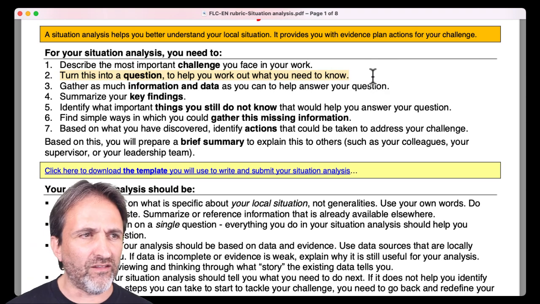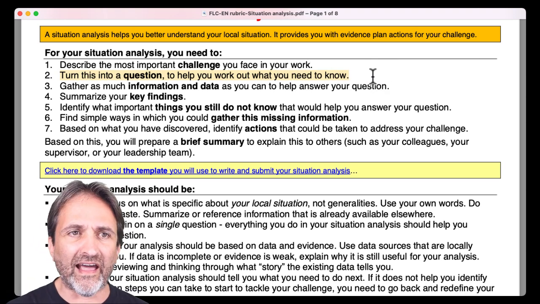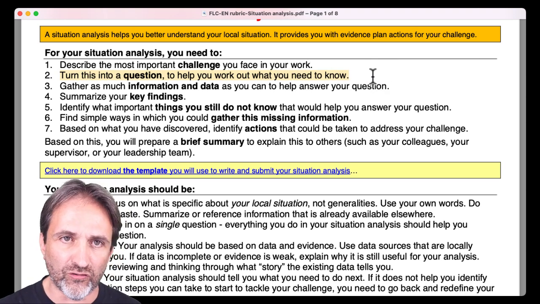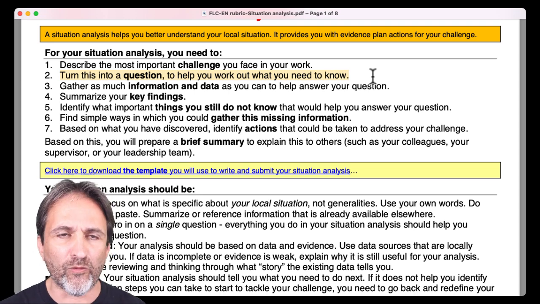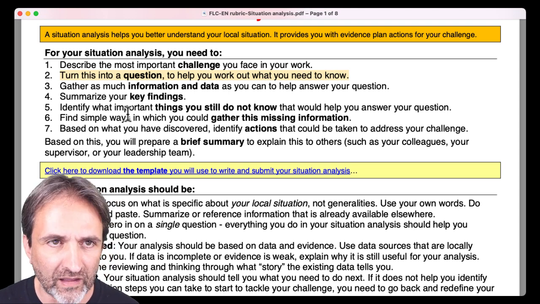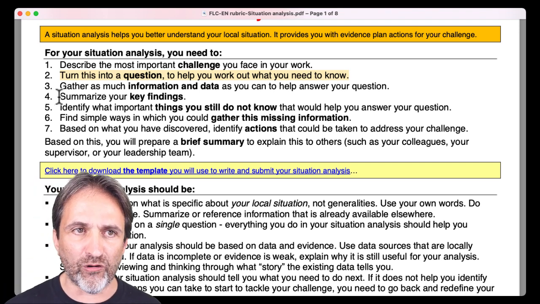Second, this is kind of a mind trick or mind exercise, is how to turn this challenge into a question. And we give you examples. We'll be working on that in the assembly and the workshops, in the experience sharing and the technical support.